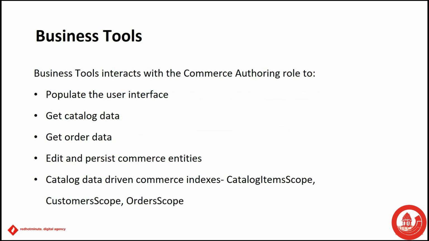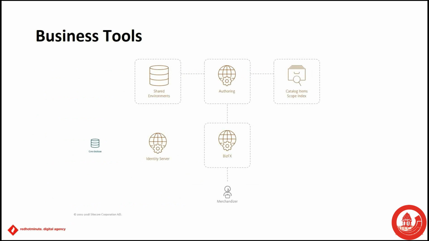The business tools interacts with the commerce authoring role to populate the data in the user interface, to get catalog data and order data, and to edit and persist commerce entities. Everything that you see in the business tools interface is driven by three indexes: the catalog, customer, and order scope index. BizFX connects to authoring to get the indexes and to write data to the shared commerce databases where the entities are stored, such as your catalog data and your orders.